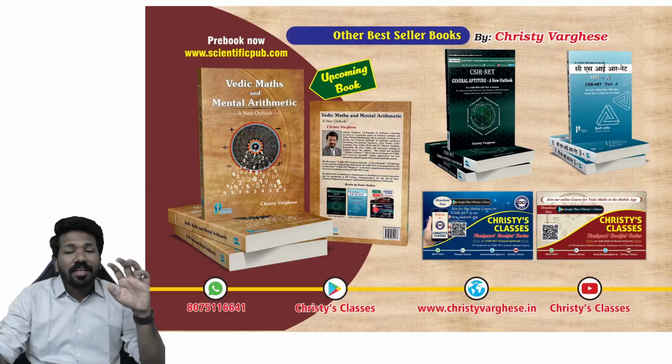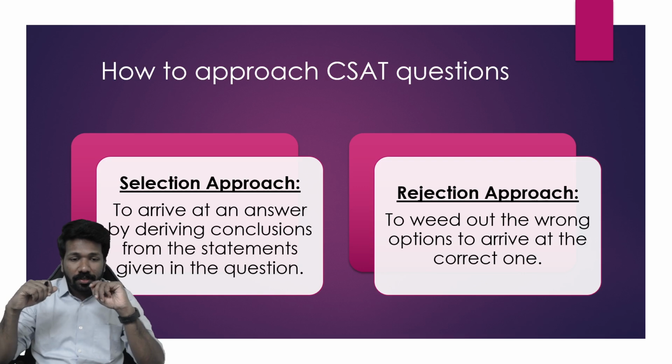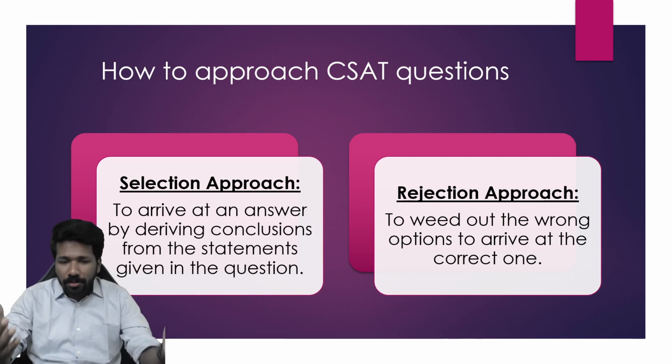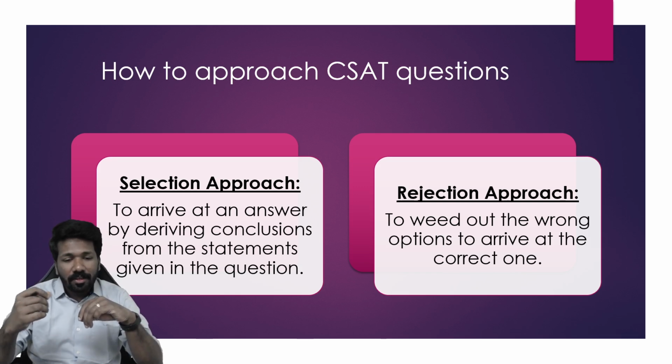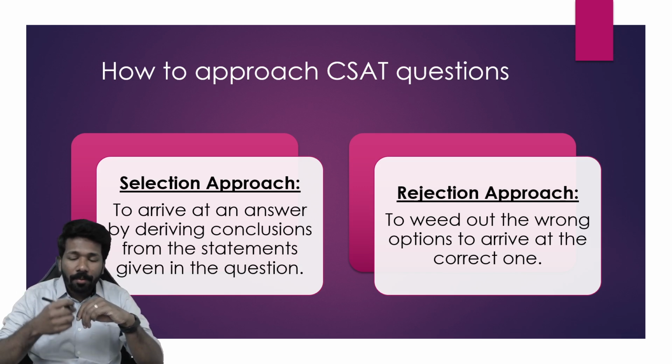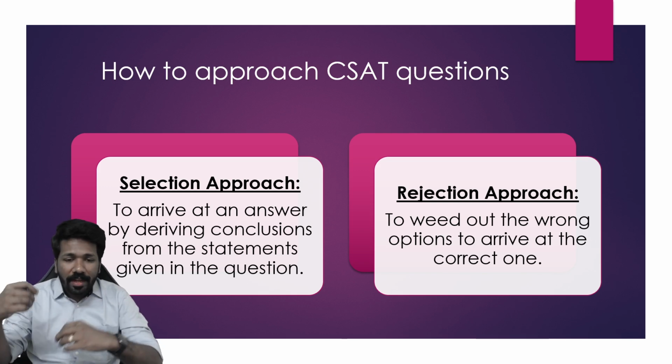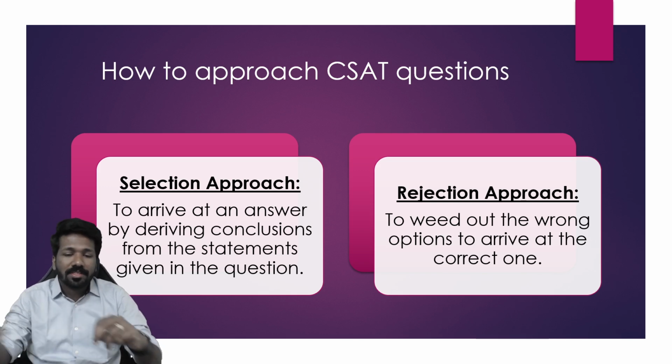When you see a question, there are two ways in which you can approach it. One is the selection approach, second is the rejection approach. Selection approach, as you all know, is selecting the correct answer. That means from the given statements, you are arriving at a conclusion, and that conclusion is one of the 4 answer options.